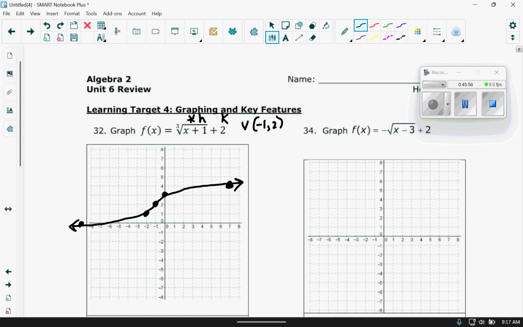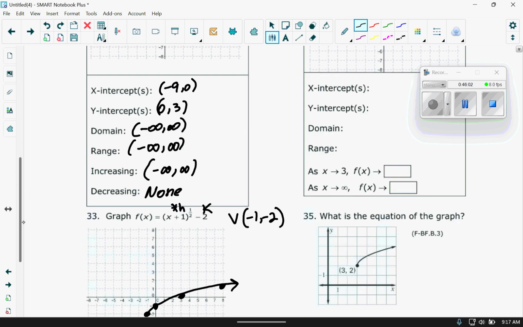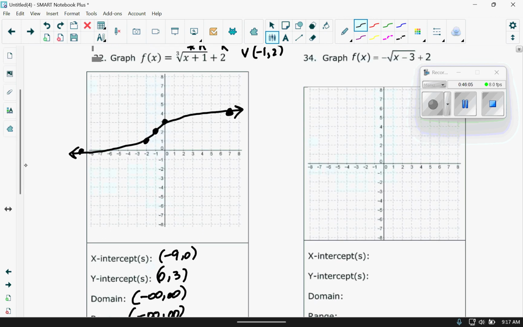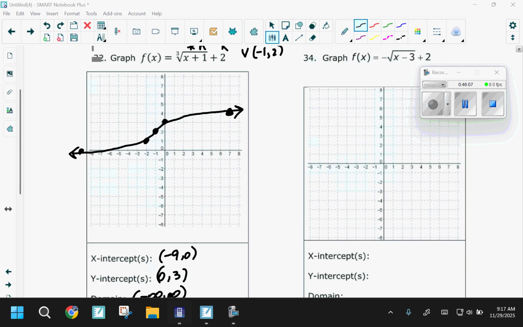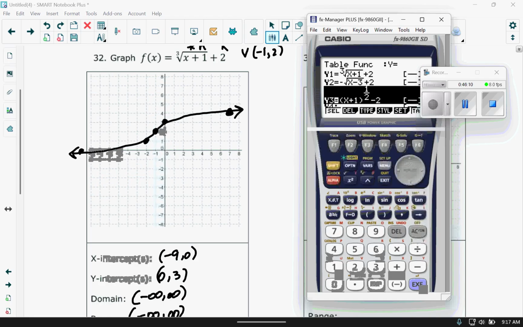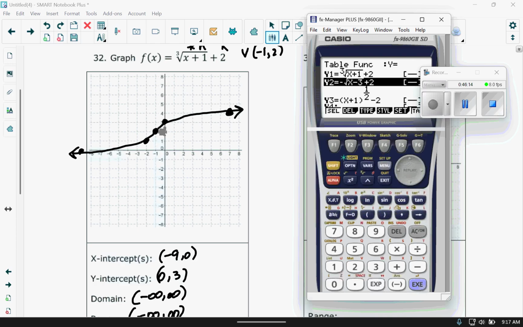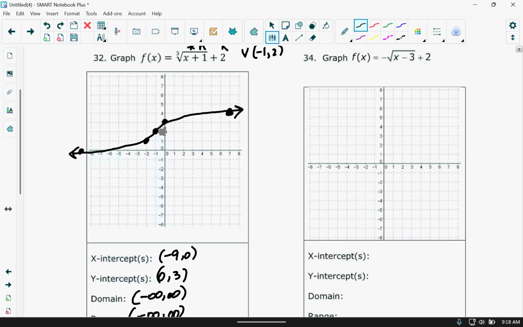Okay, number 34. Number 34 actually does have some key features that we have to talk about. So let me go into my graph here, turn this one off and go back up to this one. If you guys remember, I don't really need the calculator to find the vertex of my graph. The vertex of this graph is going to be at +3, +2. So that point right there is going to be the starting point for this graph.